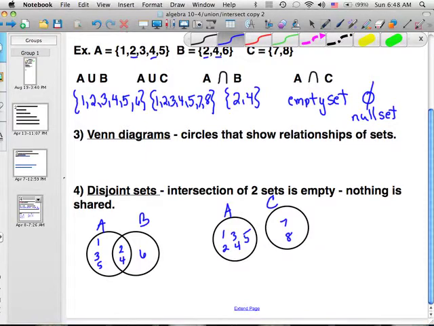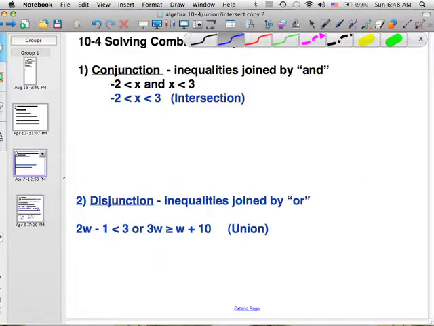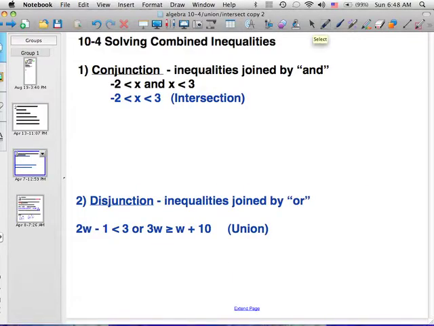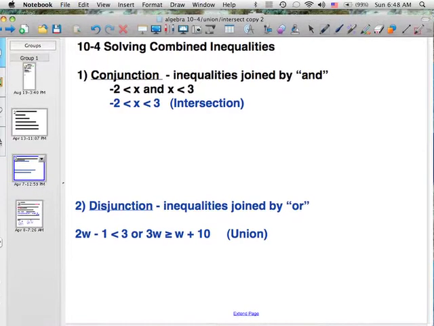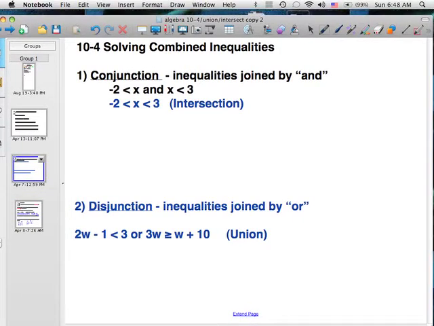So we're going to be working with that, and then we're going to apply the idea of union and intersection to solving inequalities that we combine. So what we're going to be doing is having compound sentences as you do in English. And there are two types in math. Conjunctions, which are compound sentences connected by and, and disjunctions, which are compound sentences connected by or.